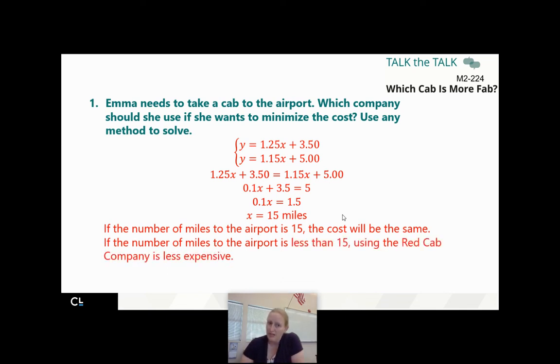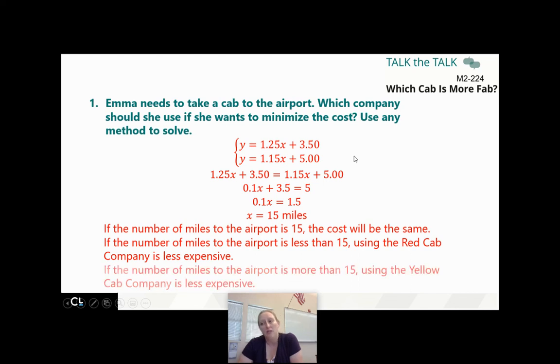If the number of miles to the airport is less than 15, she should be using the red cab company, right? They're cheaper to get in and they charge more per mile, but if it's under 15, she's actually going to save money. It'll be less expensive. If the number of miles to the airport is more than 15, that's when it's time to go with the yellow cab company because they charge more to get in, but they charge less per mile. It will be less expensive. So she needs to figure out how many miles it is to the airport. That's going to help her decide which company is better.